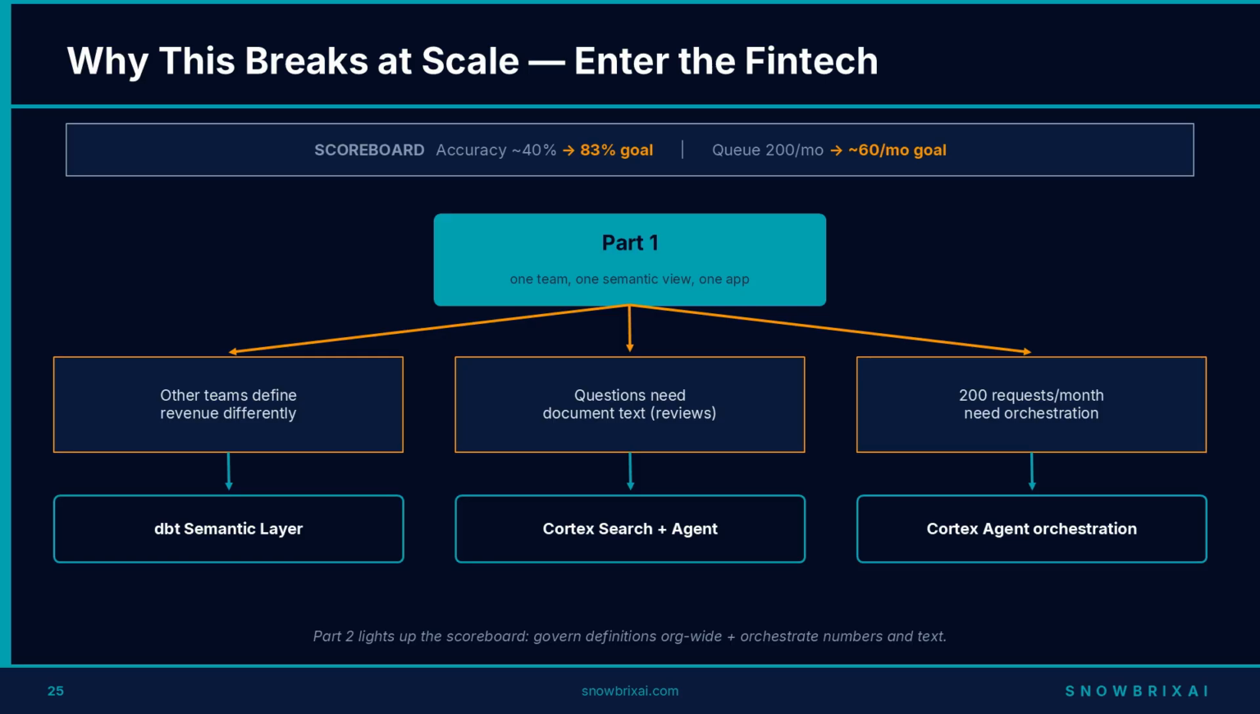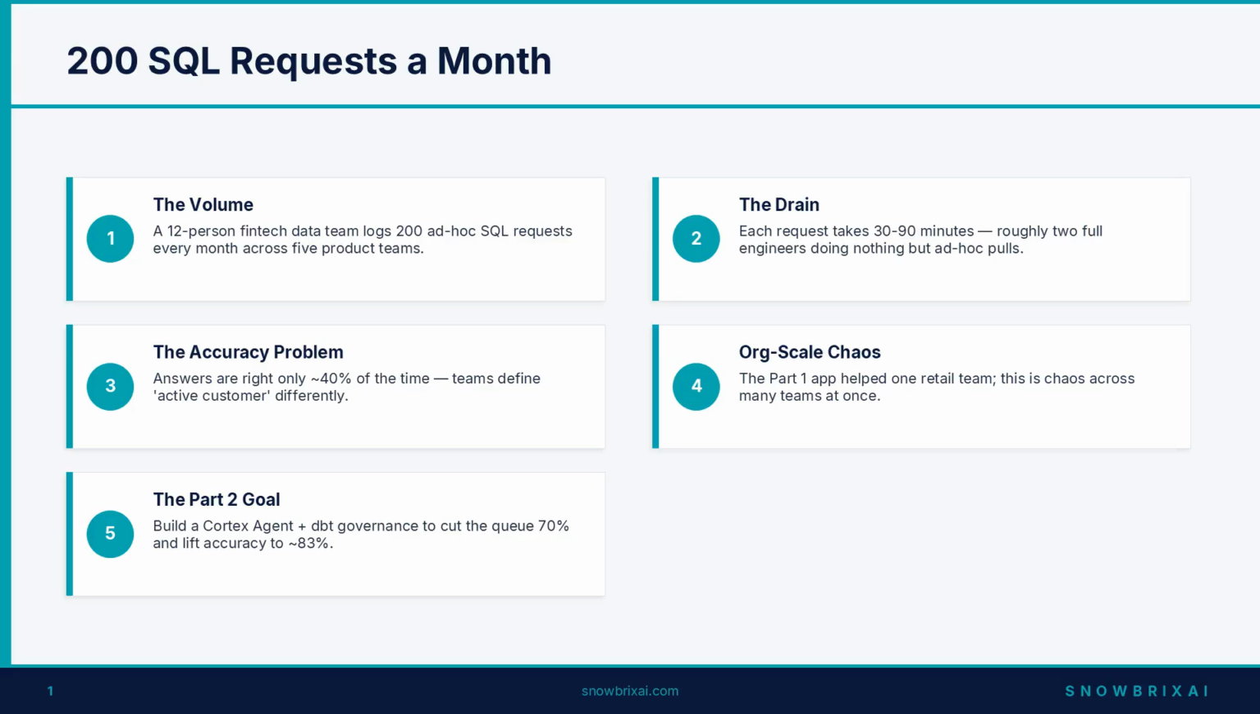Carry forward your semantic view, your reviews, and your eval harness. Act 4 adds DBT's Jaffle Shop as the multi-team dataset. Count the requests, 200 ad hoc SQL pulls a month across 5 product teams, a 12-person fintech data team drowning in them. Each one takes 30 to 90 minutes. That is roughly 2 full engineers doing nothing but pulling numbers.